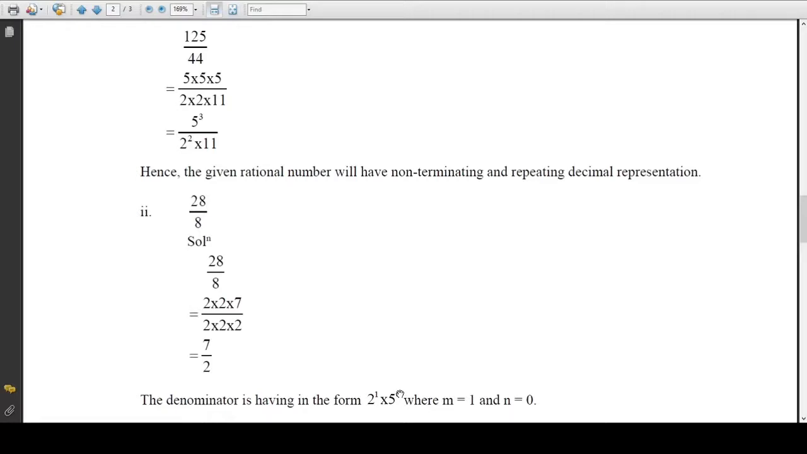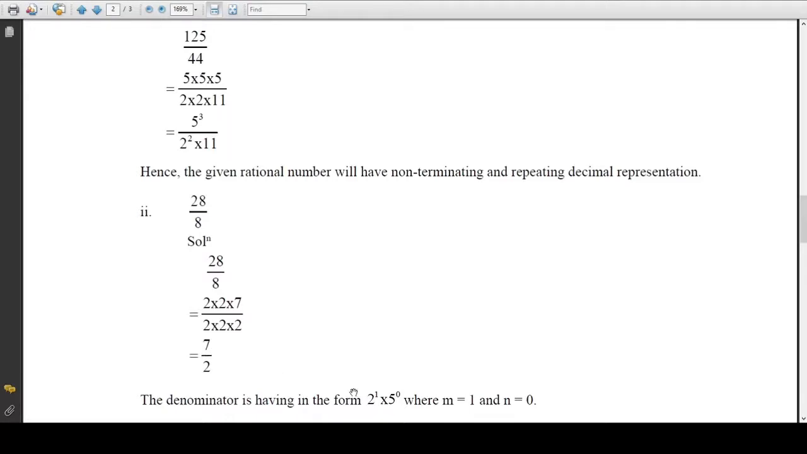I've discussed this from the very beginning. When you write 5 power 0, what is 5 power 0? 5 power 0 is 1. Now 2 power 1 is 2, and 2 multiplied by 1 is 2 itself, isn't it? Therefore, the denominator is in the form 2 power 1 × 5 power 0, where m is 1 and n is 0. That means this will be terminating.